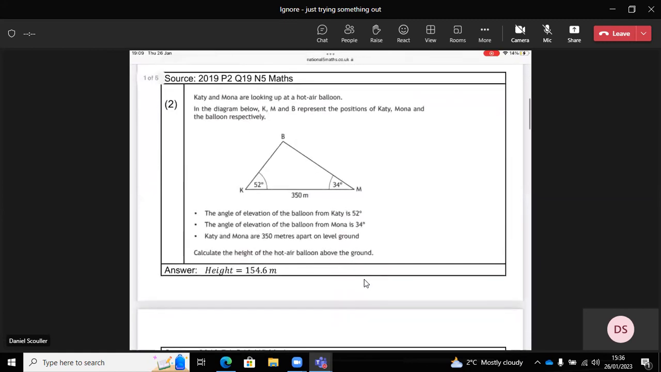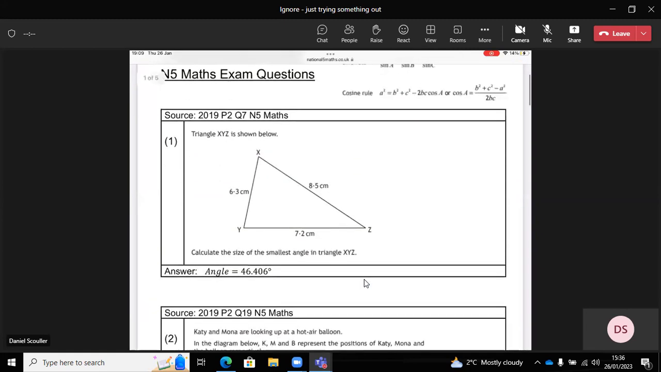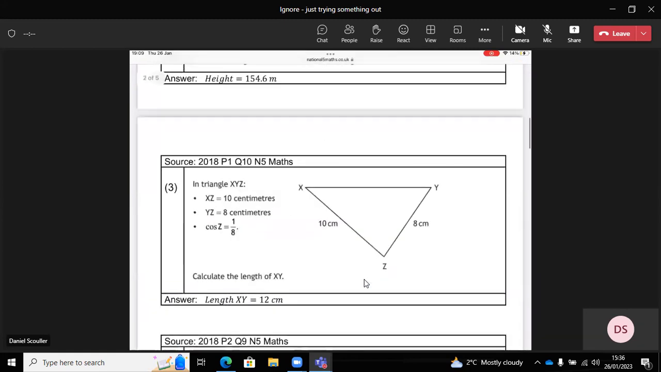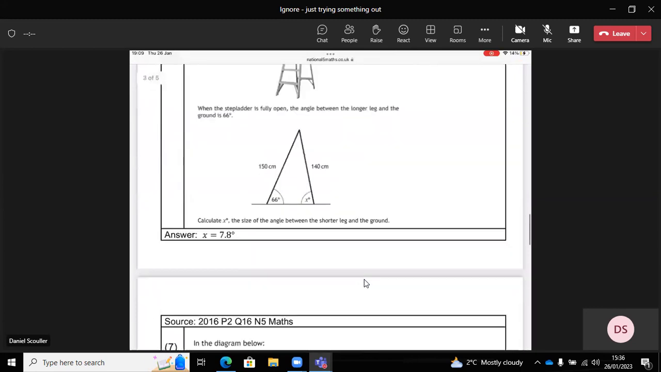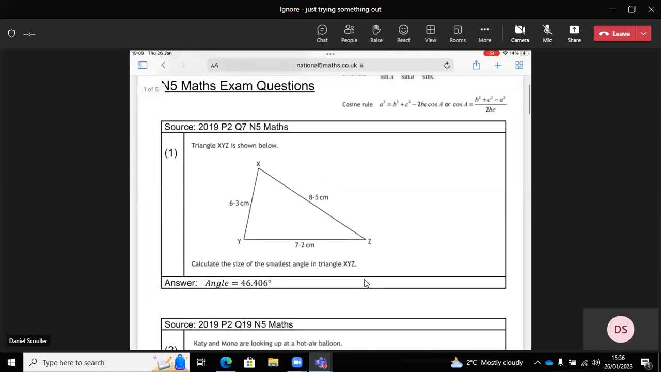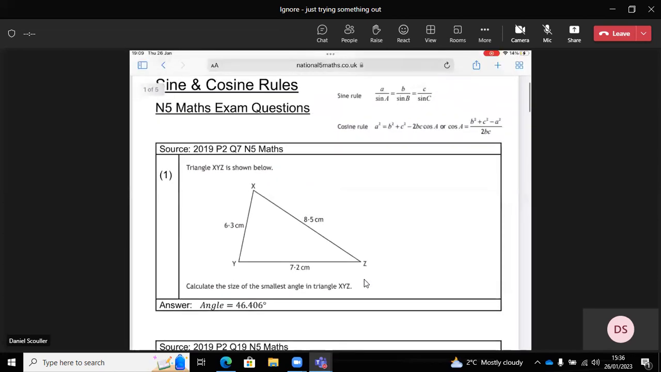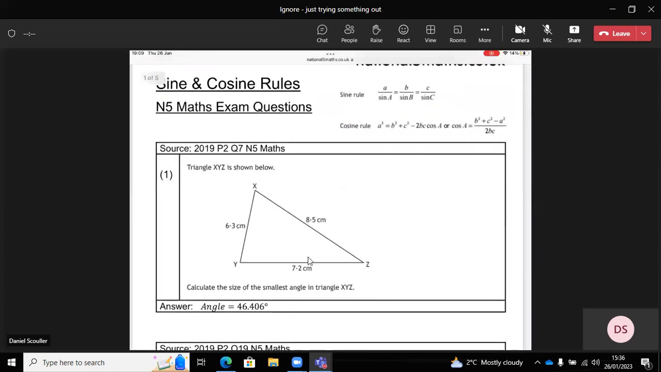Okay, so we went through a bunch of examples. I don't think we did any past paper on Tuesday, correct me if I'm wrong. So let's have a wee look at some of the past papers and go from there. You can see the two rules up the top, they're given to you. Calculate the angle of the smallest.